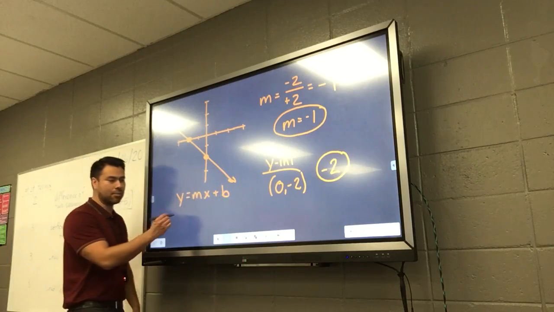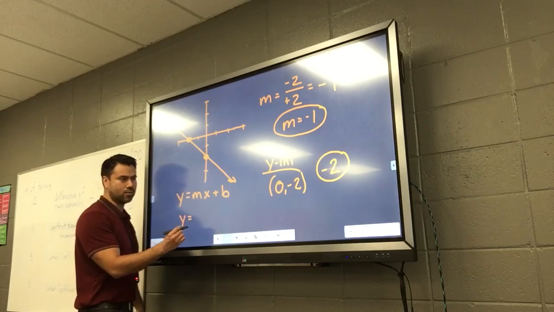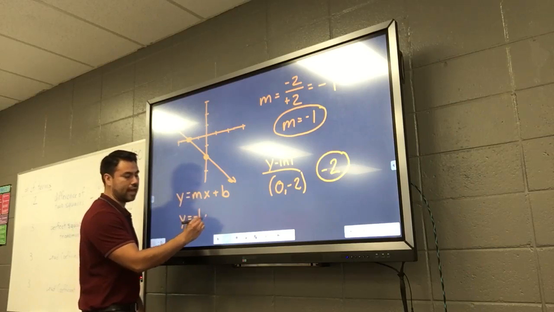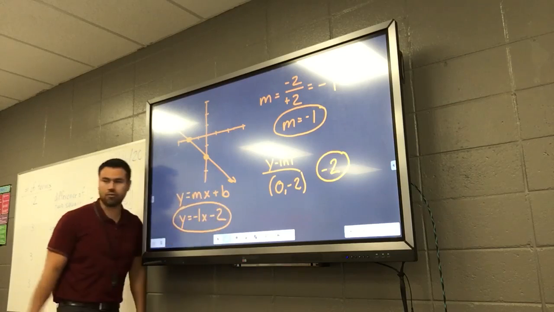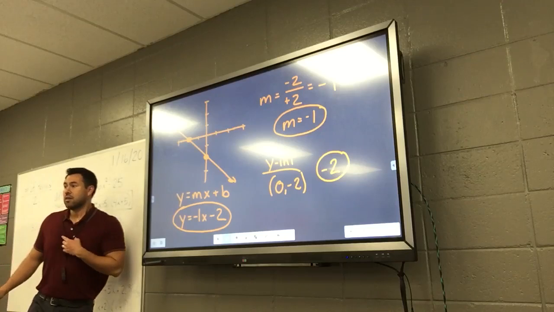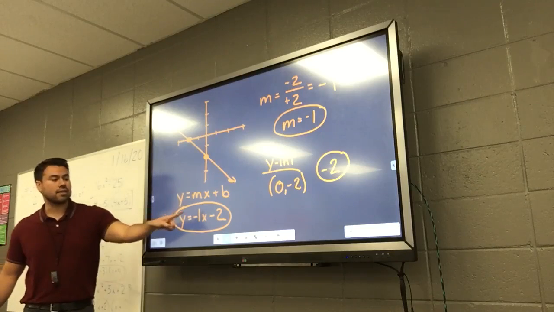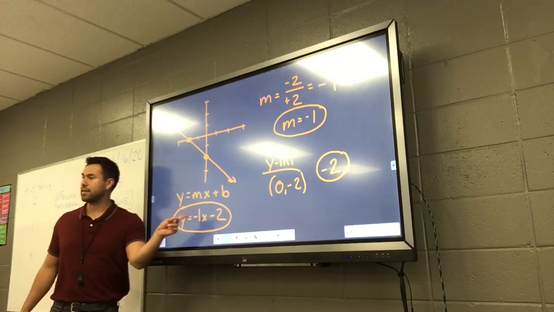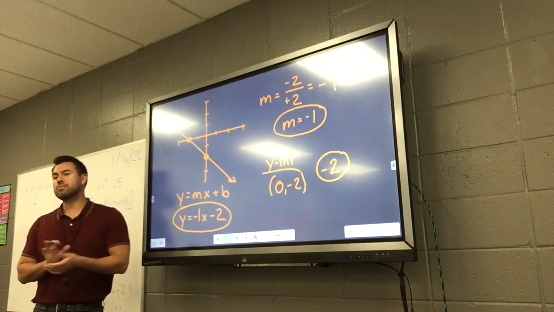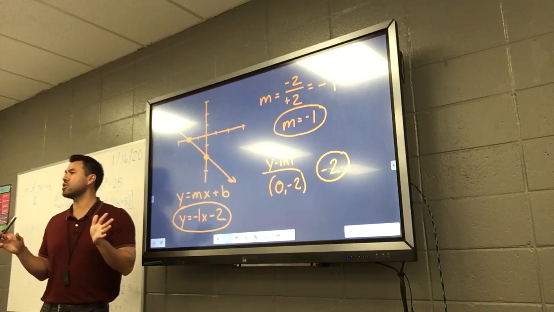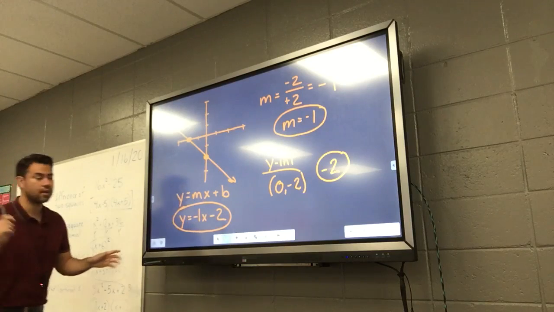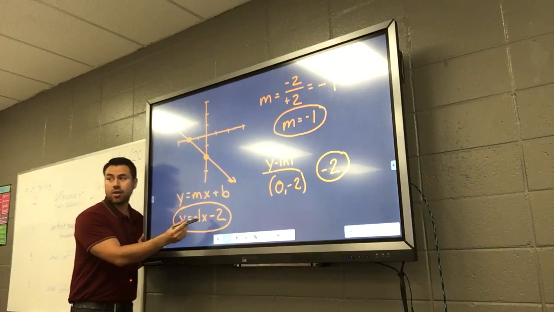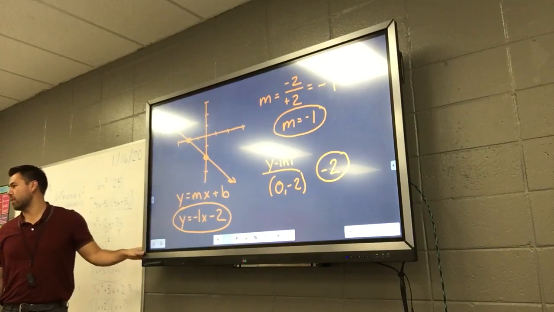So watch, now I'm going to put in this equation. y equals negative 1x minus 2. That's slope-intercept form right there. You notice that they almost always have x and y in there? Here's a deep thought, and it actually makes me feel very small. Ready? x and y represent an infinite number of points.